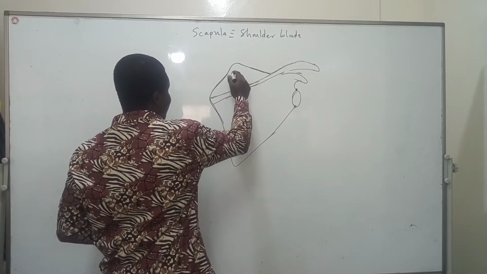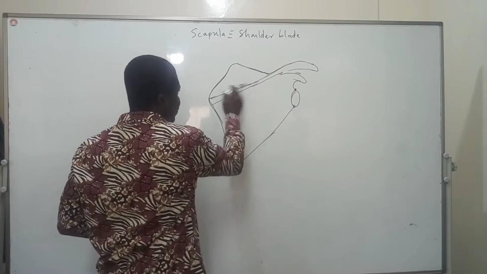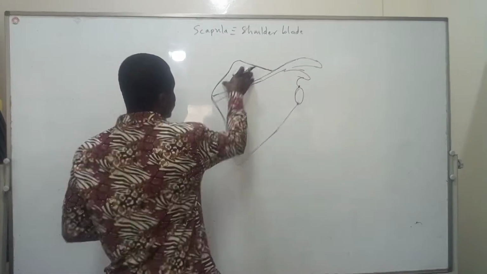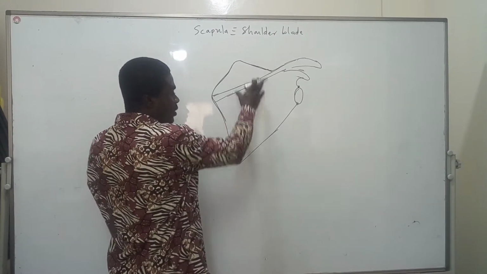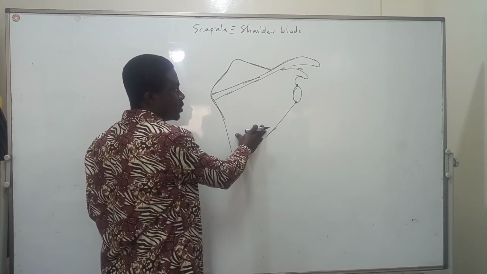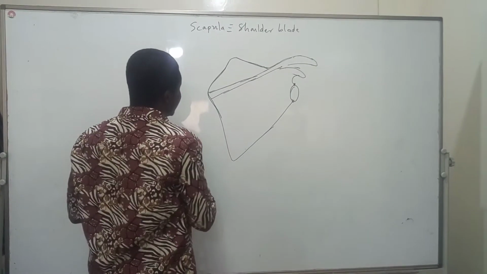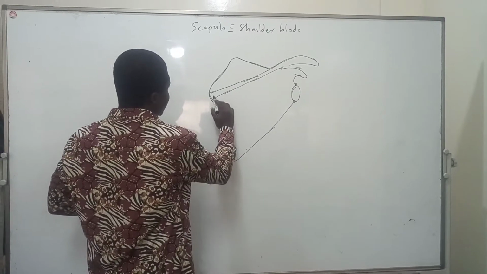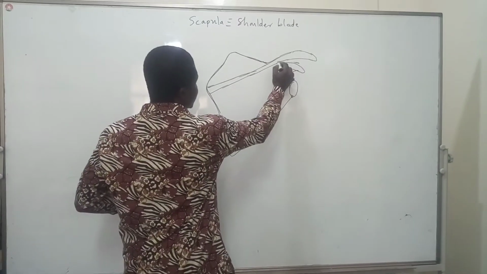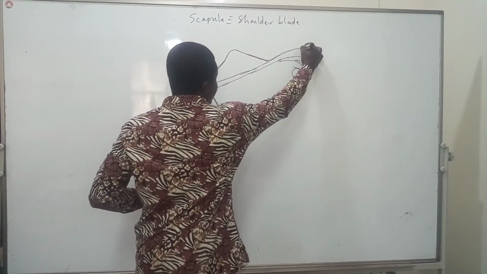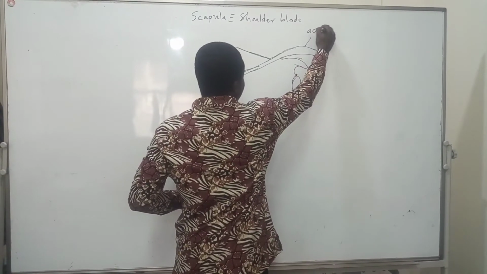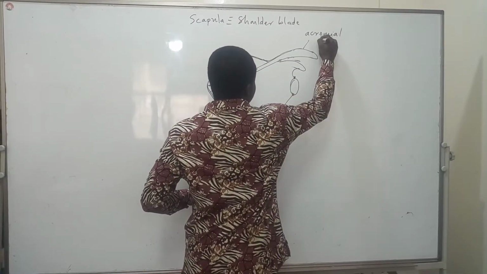Therefore, this spine is dividing the posterior surface of the scapula into what we call the supraspinous fossa and a larger infraspinous fossa. We also see that the spine projects upwards and becomes the topmost process, known as the acromion or acromial process.